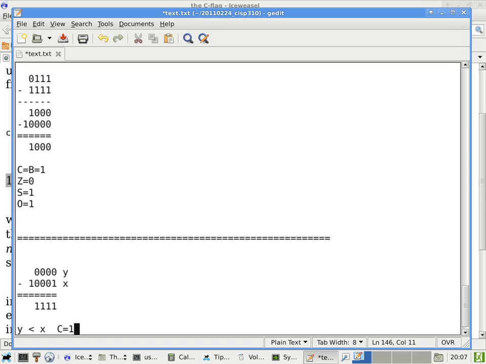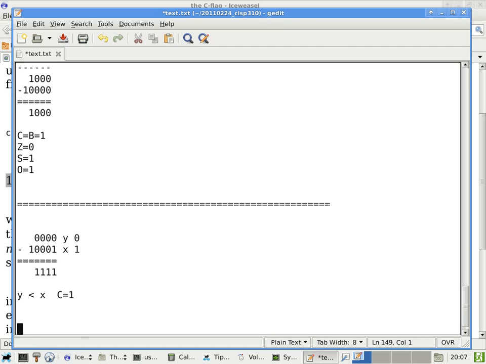How do we know that y is smaller than x? Because y as a 4-bit number is decimal 0, and x as a 4-bit number is decimal 1. Okay, so 0 being y is less than 1 being x. Okay, is that okay so far?